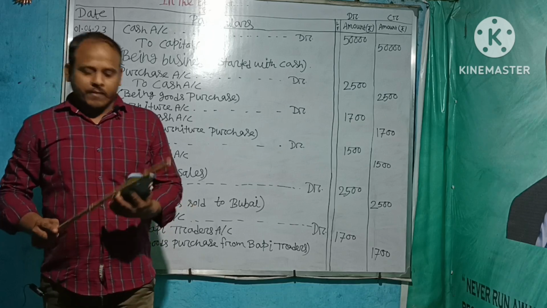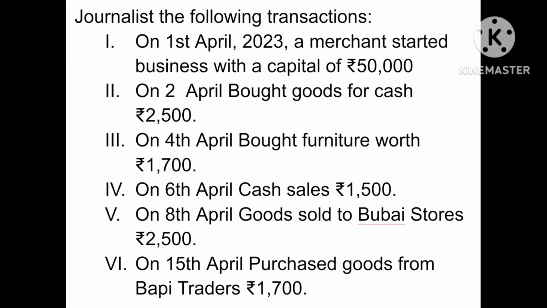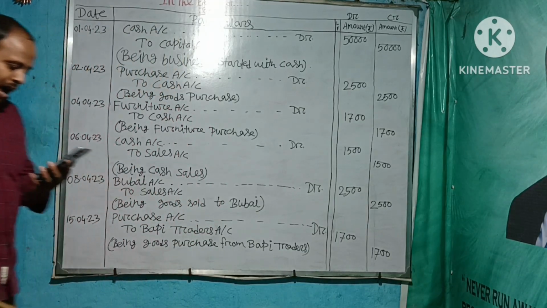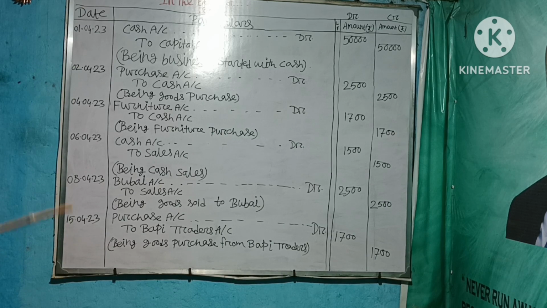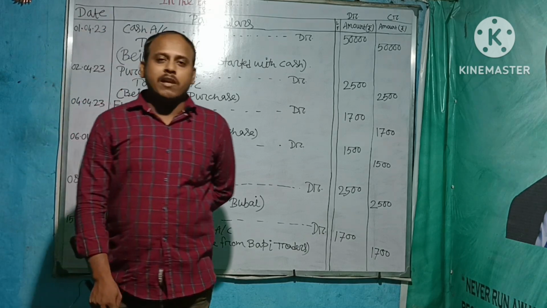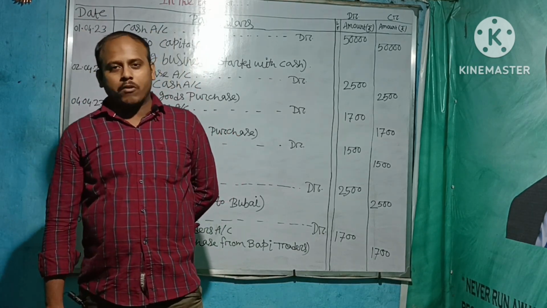Let's take an example. First entry. Journalize the following transaction on 1st April 2023. A merchant started business with capital of rupees 50,000.